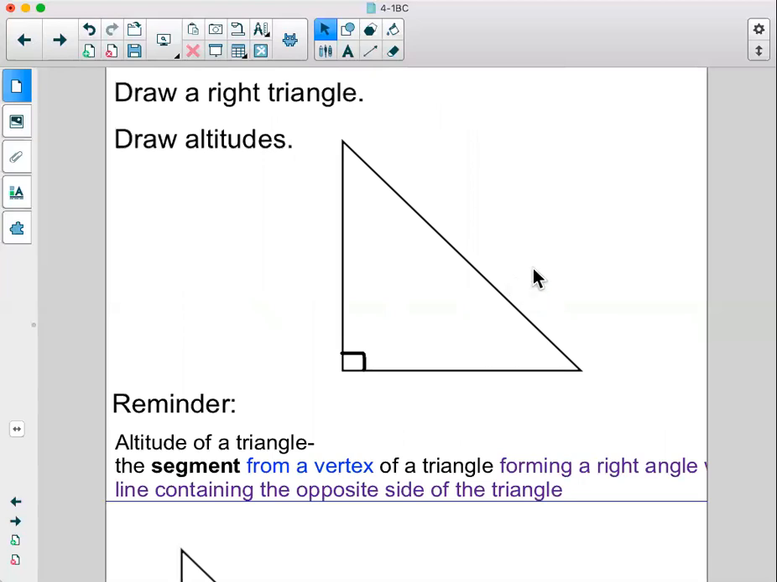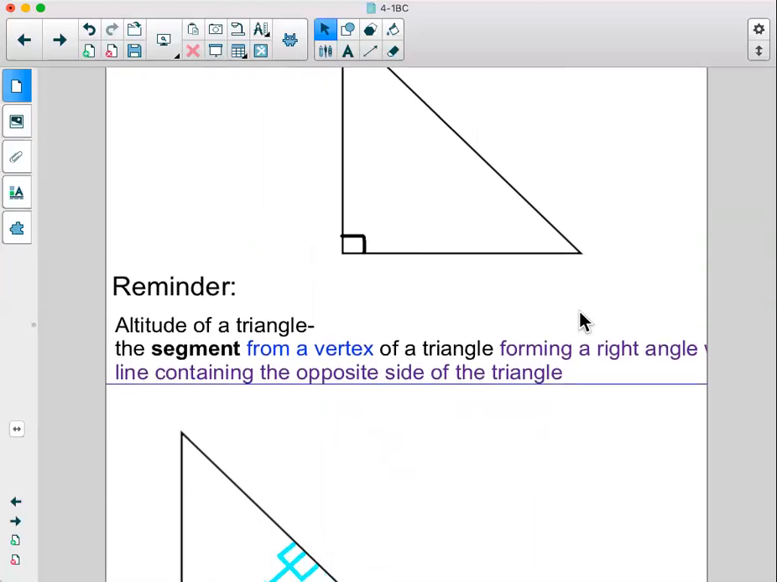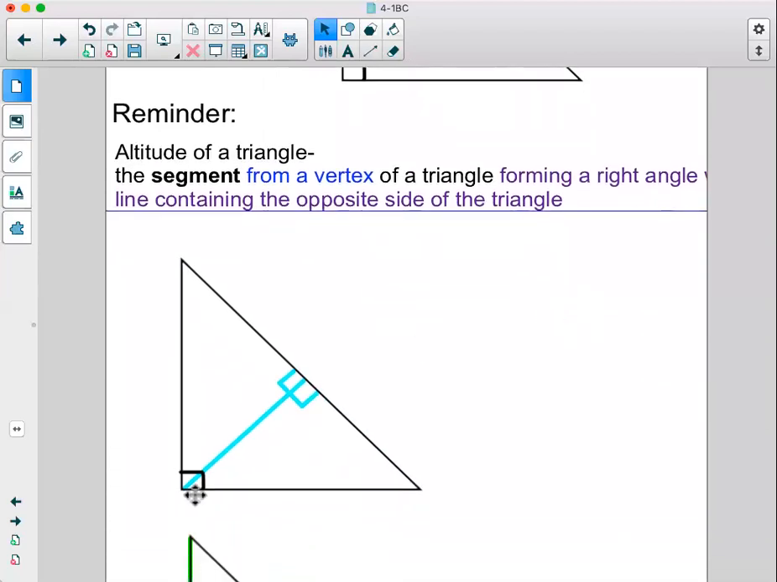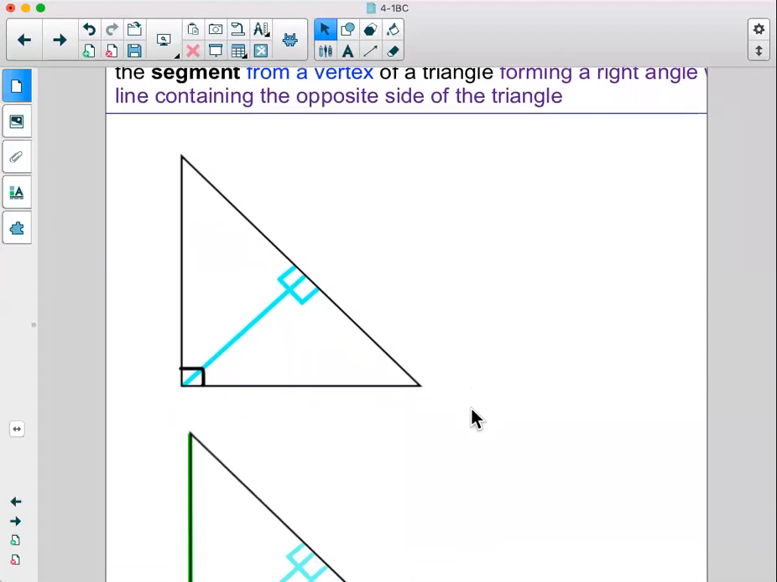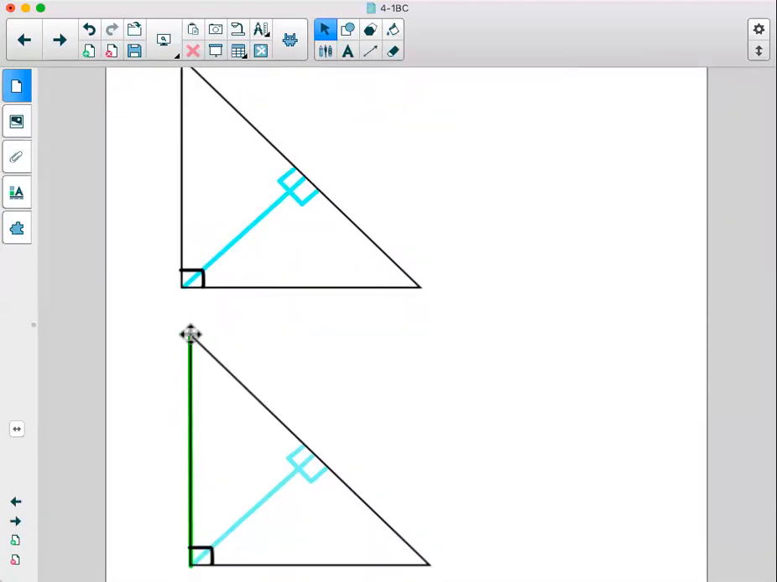So now pause and on your own paper, draw the three altitudes of a right triangle and then press play. So if I go from the vertex at the right angle, it's easy to make a perpendicular with the opposite side. In order to go from this vertex and make a right angle with the opposite side, I have to actually be the side.